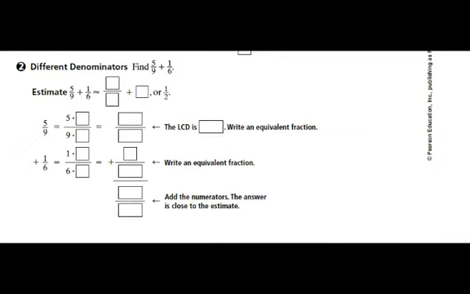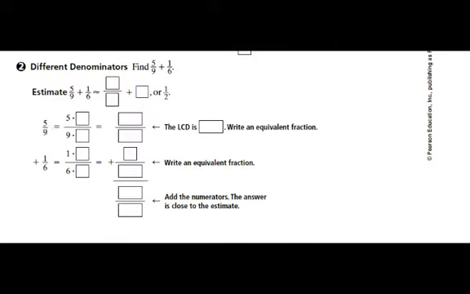For example number 2, we have different denominators. Our denominators are 9 and 6. We're adding 5/9 plus 1/6. So we have to try to find a common denominator for 9 and 6. Remember, I say always find the bigger denominator. It's 9. Can 6 go into it? No, it can't. So then we start listing our multiples of 9.